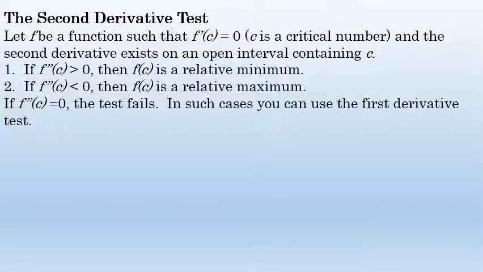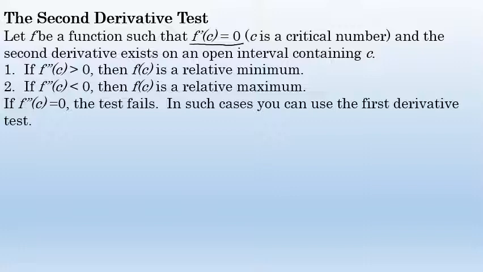The second derivative of a function can tell you a lot about a function's graph's concavity, but can also tell us some information about the relative maximum and minimum values of the function. The second derivative test states that if f is a function and f prime of c equals 0, that means c is a critical number. C is an x value where possibly the graph has a relative max or minimum value.